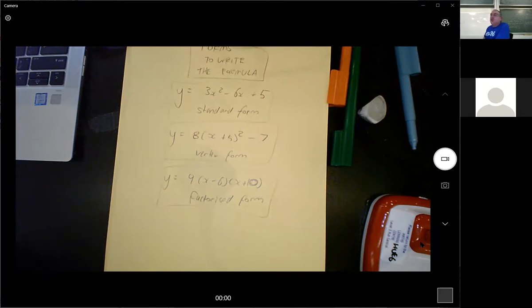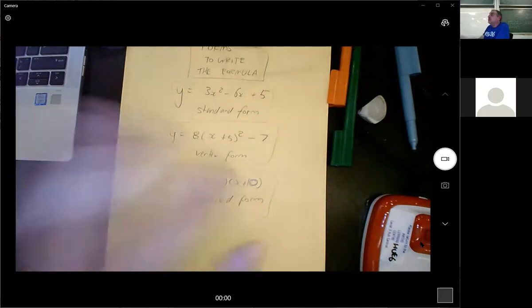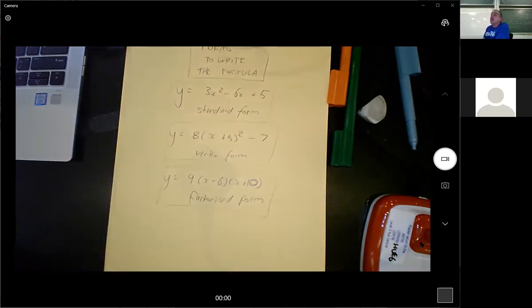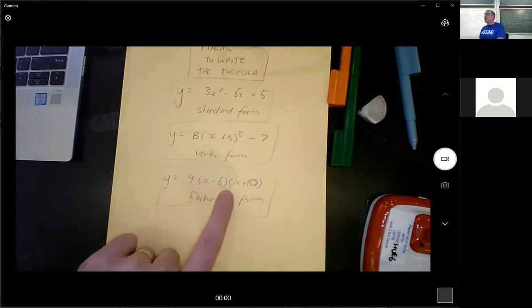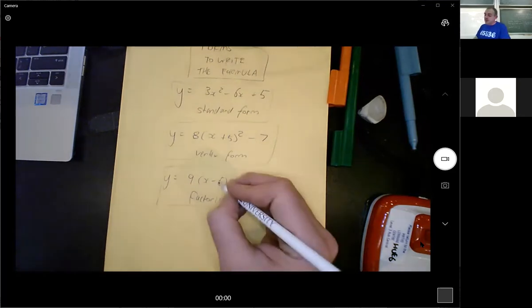So each of these, you can choose x's and calculate values of y. You can always sub x's into these formulas and it'll work just fine. But the way that they're written corresponds to things on the graph. So the factorized form is most useful for figuring out the x-intercepts, because the x-intercepts are there in the formula.